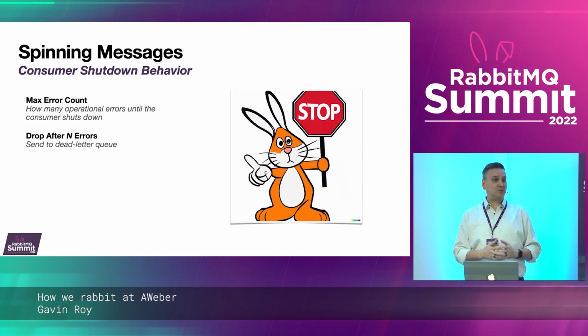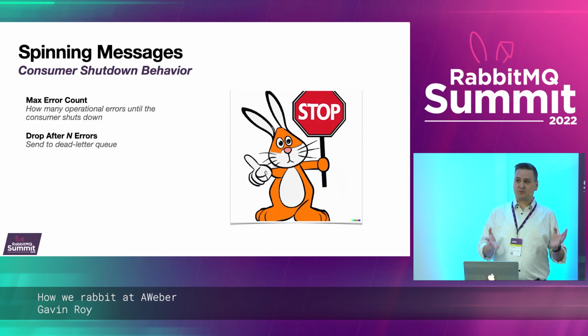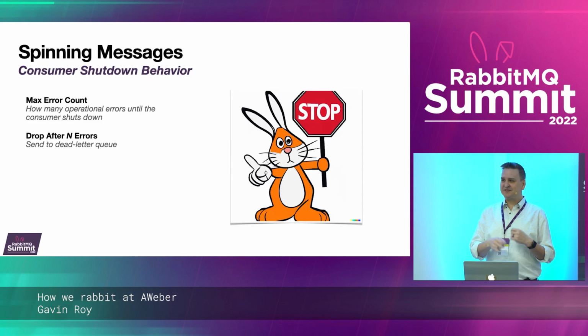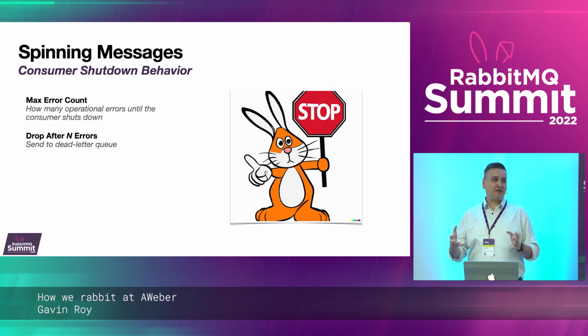The other side of that is we have this is a bad message. We've been trying this over and over and over again, and something about it is wrong, so we're going to drop it after a certain threshold. That's really useful on that whole spinning message thing. Maybe a bad publishing application put in a null ID in a place that the schema said was okay, but in the end really wasn't.